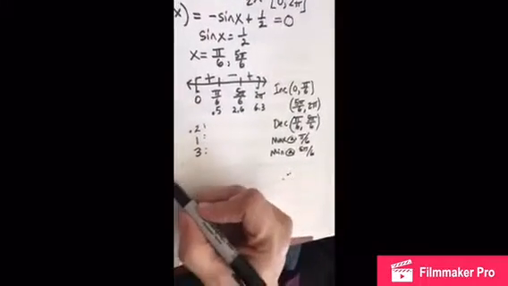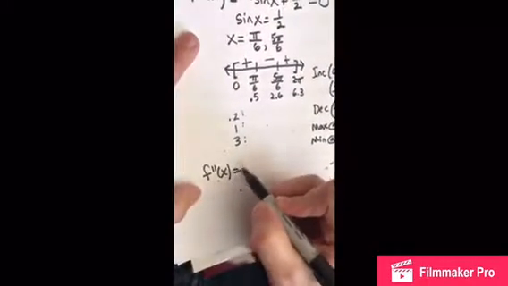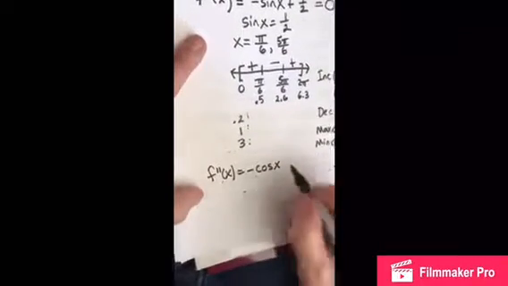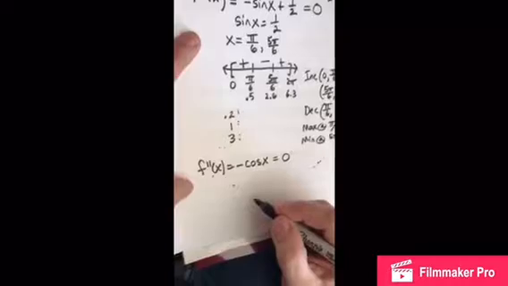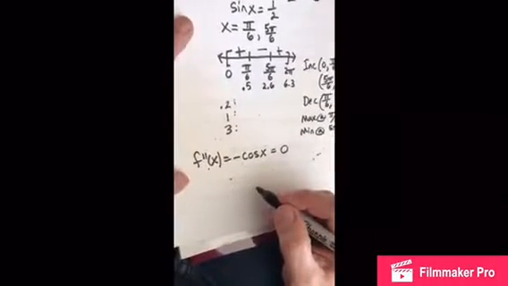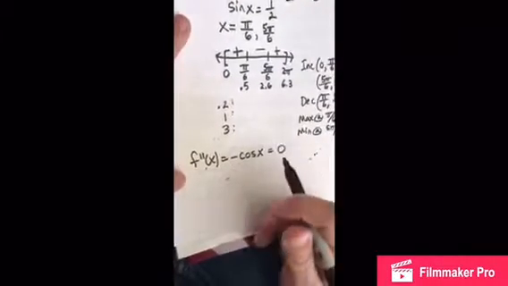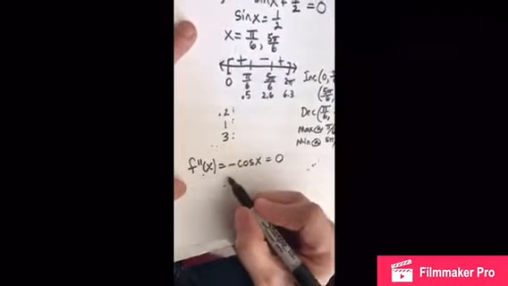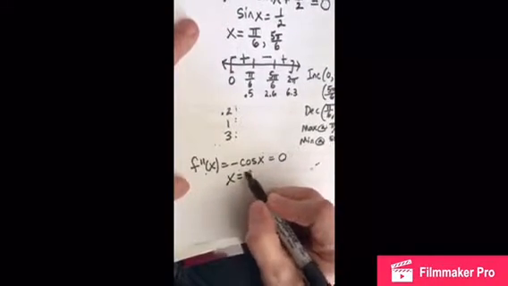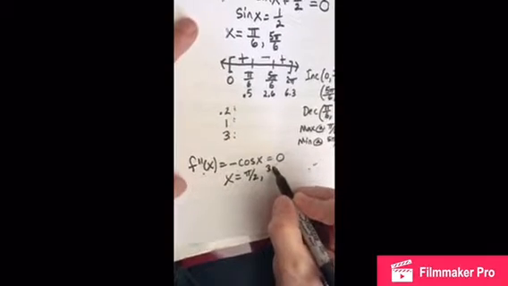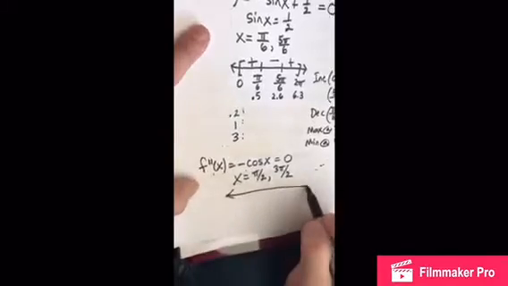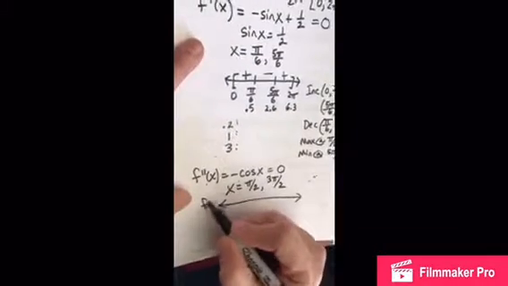The second derivative. Second derivative is negative cosine. If we set that equal to 0, where in between 0 and 2 pi is the cosine 0? And the cosine is 0 at pi over 2 and 3 pi over 2. So those would be our possible points of inflection. We put those on the number line.